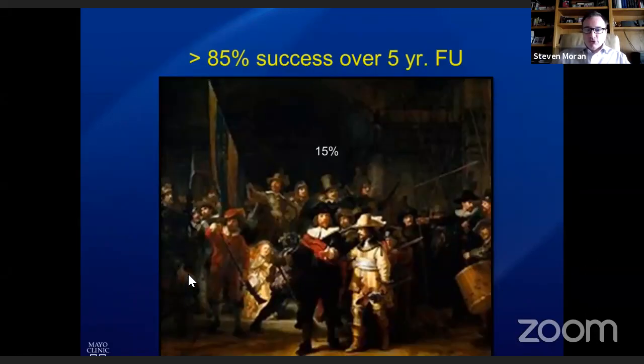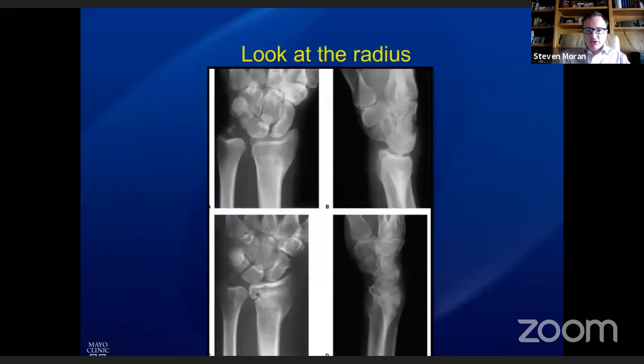So this is one of Dick Berger's favorite paintings. It's by Rembrandt, and he always wants to know what's going on in the shadows, this 15% that doesn't work well over a five-year period. And so if we went back and specifically looked at the failures, the reasons were for some of the things you've already heard about.